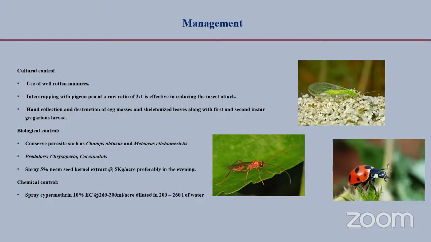So for chemical control, you can spray cypermethrin 10% emulsifiable concentrate at 260 to 300 ml per acre, which is diluted in 200 to 260 liters of water. Now you can also use quinalphos, then profenophos also you can use.